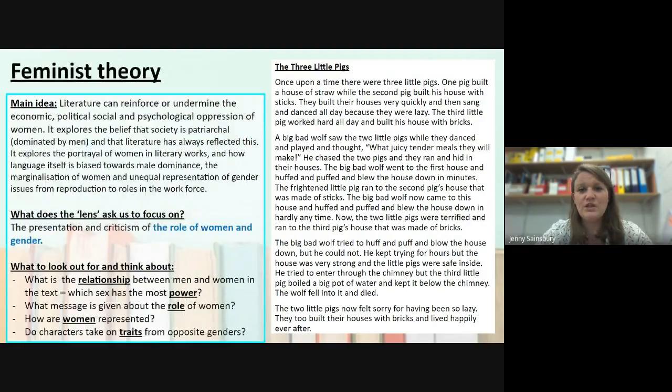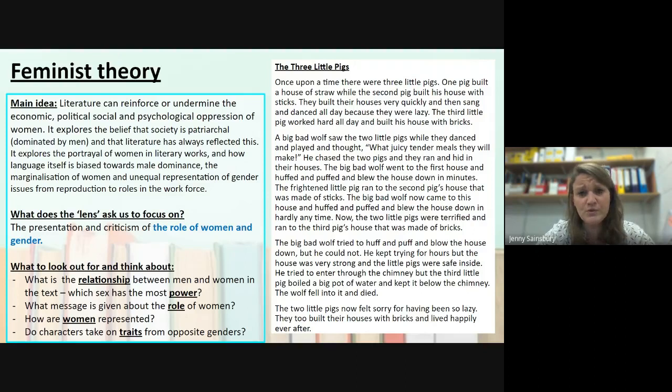Okay, so the third theory that we're going to have a look at is, again, something you guys are probably familiar with in some way, shape, or form. Feminist theory focuses on, as it says, the idea that literature can reinforce or undermine economic, political, social, and psychological oppression of women. It explores the belief that society is patriarchal, which means dominated by men. And again, you should have experienced that word at GCSE literature. And that literature has always reflected this, because of the inherent power structures in society.